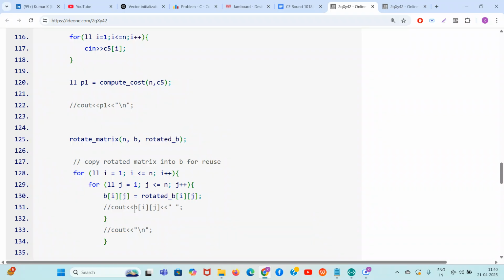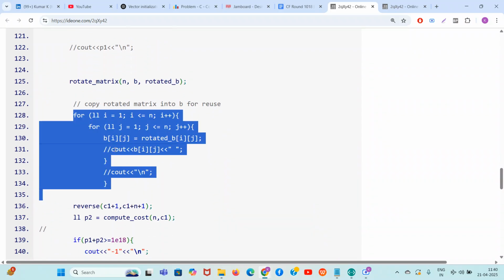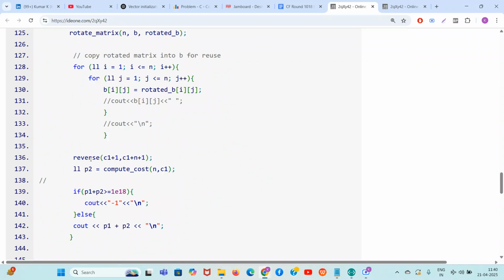And then I rotate the matrix by 90 degrees. Once I rotate the matrix by 90 degrees, I put the values in my B matrix, and I also reverse the C array. This is left up to the reader for homework, okay?